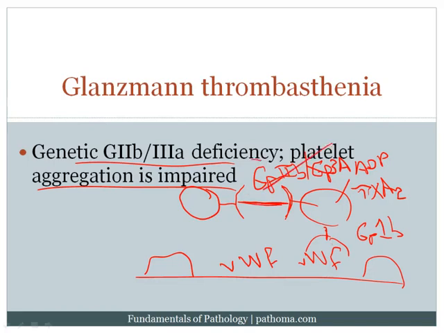Now imagine if you don't have GP2B3A, this particular part of the process can't occur. You can't have the platelets binding to each other, and so you're not going to be able to aggregate the platelets, and so that platelet plug is not going to form very well.